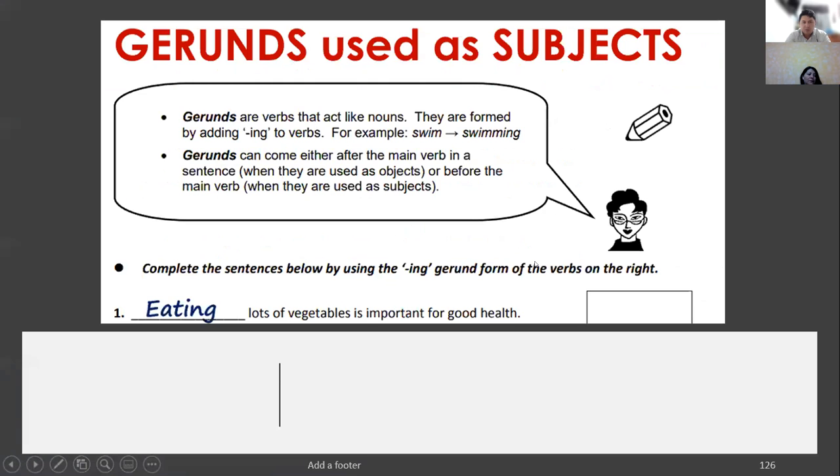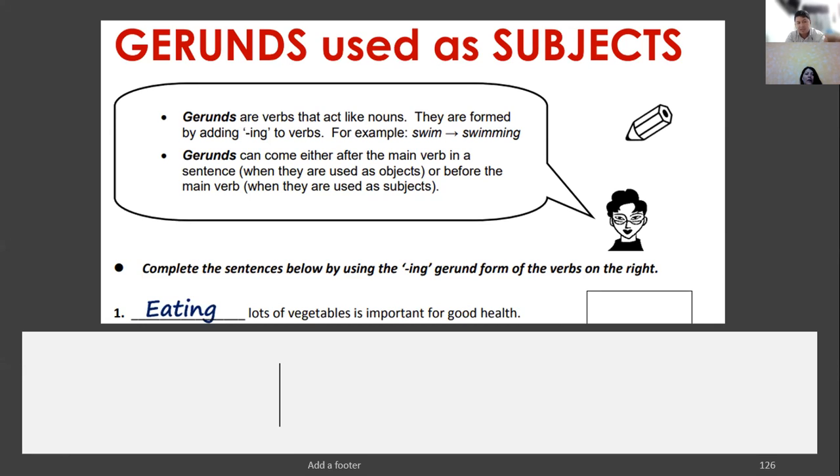Or you can also use gerunds as subjects. Like in this case, eating lots of vegetables is important for good health. Or you can also say, swimming once a week keeps me active, you may say. Or running a lot of hours could be dangerous for you. Yes, correct. You can say that.